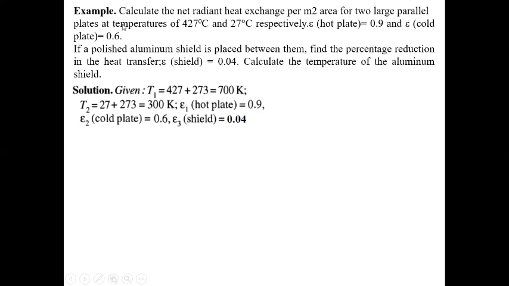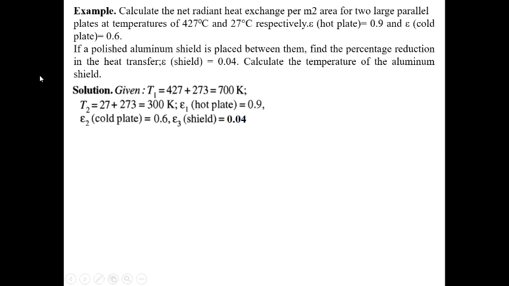So for example, calculate the net radiant heat exchange per square meter area for two large parallel plates at temperatures of 427 degrees centigrade and 27 degrees centigrade respectively. Emissivity for the hot plate is 0.9 and for the cold plate 0.6. If a polished aluminium shield is placed between them, find the percentage reduction in heat transfer. Epsilon for the shield is 0.04. Calculate the temperature of the aluminium shield.